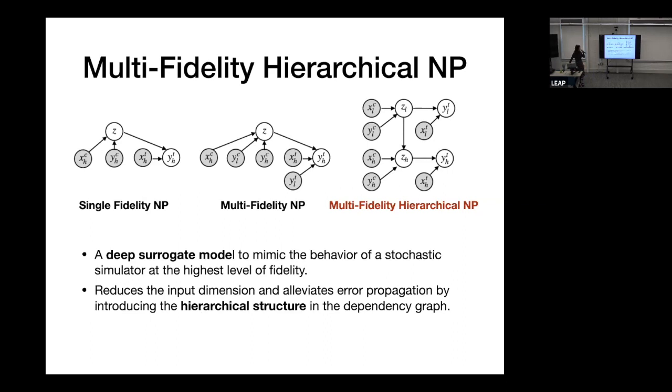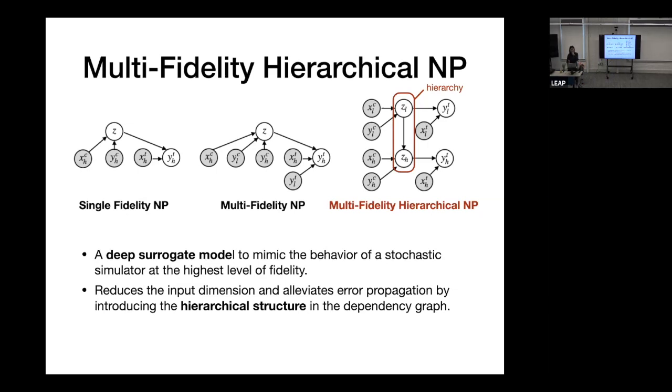And then the high level idea behind our model is to use multiple latent variables, ZL, which stands for the latent variable in the lower fidelity, and ZH, which is a higher fidelity latent variable, and allow these two hierarchies to talk to each other. So then we have information sharing between different fidelities.